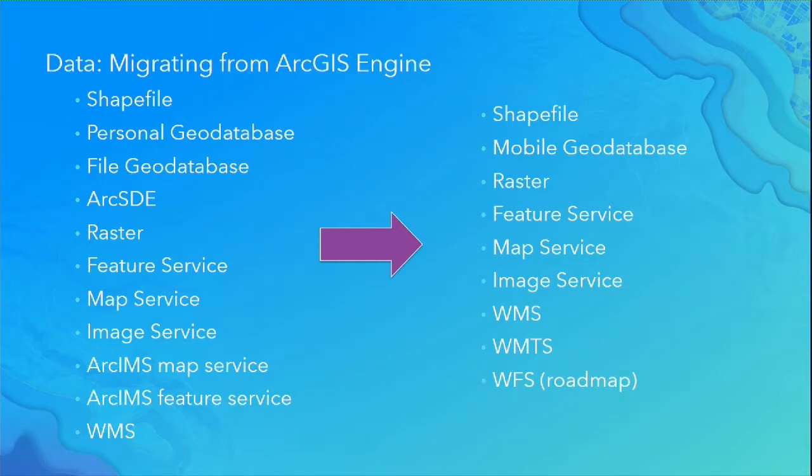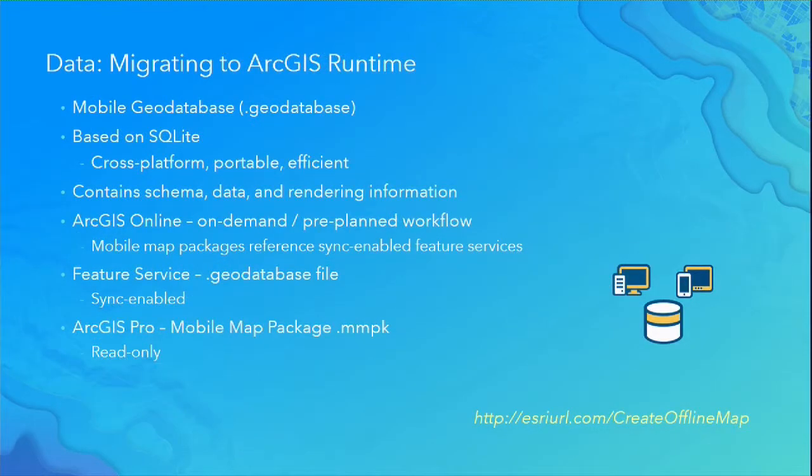We've still got support for shapefiles. One of the things that I'll be talking a lot about is the new mobile geodatabase with the runtime. And that's essentially the geodatabase that's inside one of those mobile map packages that I was talking about on an earlier slide. We have support for raster data as well, so a number of different raster data formats are supported for direct read. And of course we support the feature service, map service and image services from ArcGIS Enterprise, and then also those OGC specs as well, the WMS, WMTS, and we have WFS on the roadmap. So I'll drill into each one of those in a bit more detail then.